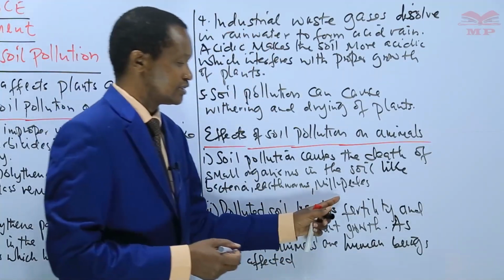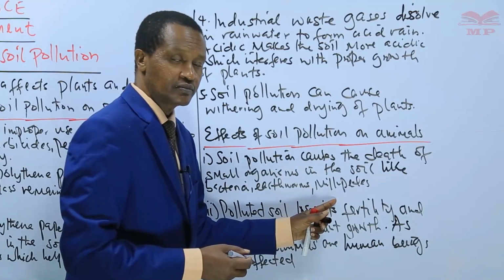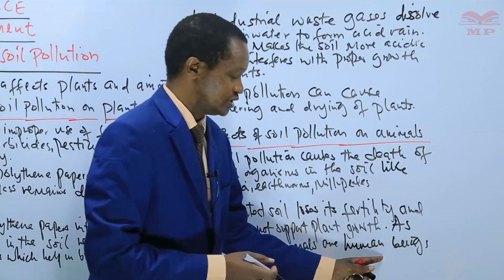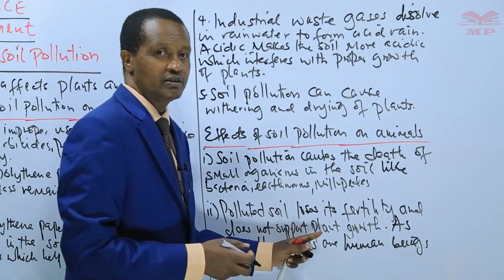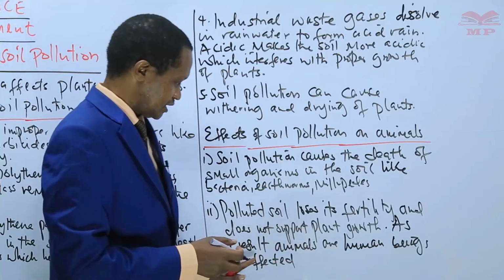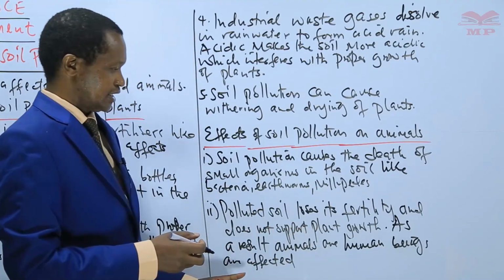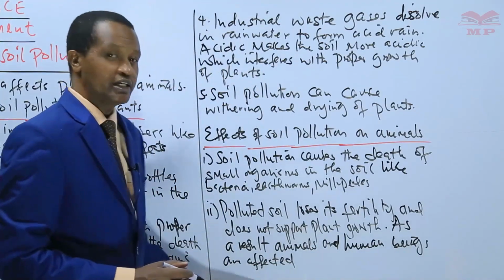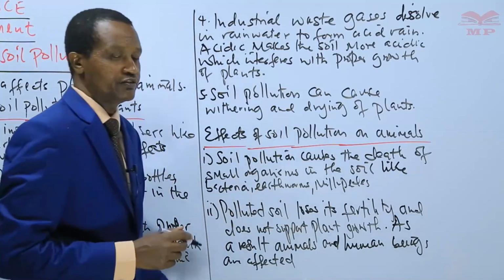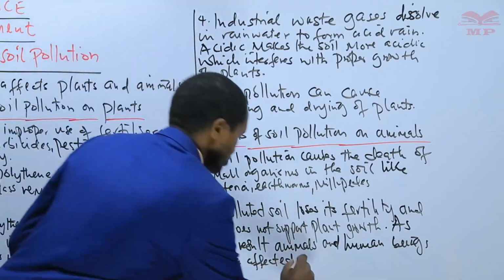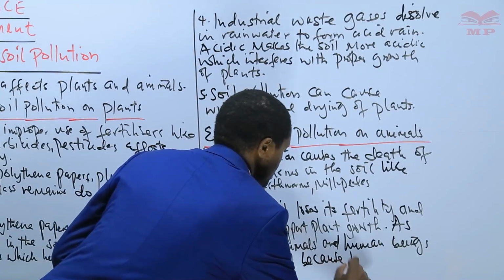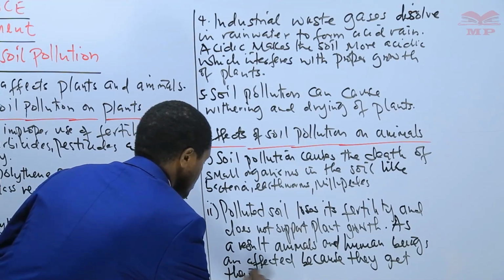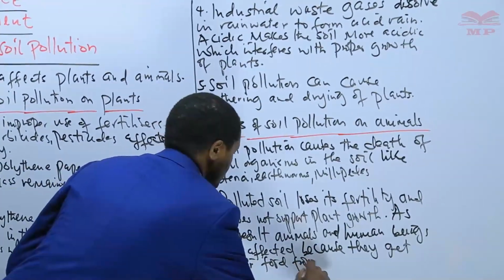So when there are no plants for animals to eat, then these human beings will not have food in the name of animals. They will not have food in the name of plants. Okay? As a result, animals and human beings are affected because they get their food from plants.